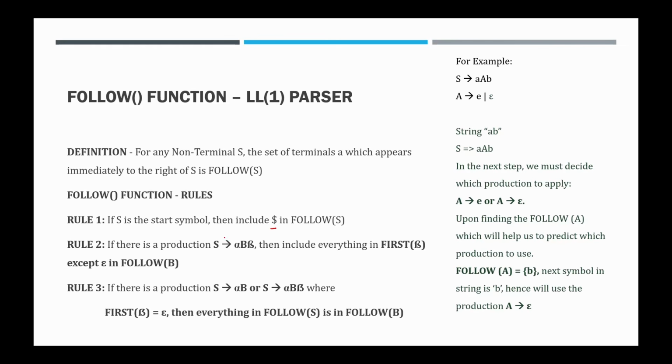Okay. Rule 1, if S is a start symbol, then we need to include dollar in follow of S. Okay. If there is a production S tends to alpha B beta, then include everything in first of beta except epsilon in follow of B. I'll tell what this is, no problem. So if the production is of the form S tends to alpha B, non-terminal B, or S tends to alpha B followed by beta, where first of beta contains epsilon, then everything in follow of S is in follow of B. Okay, let me explain how it is working.